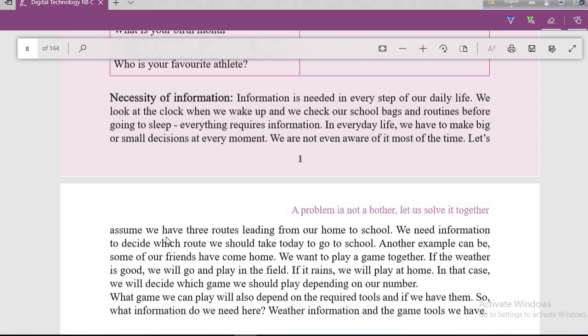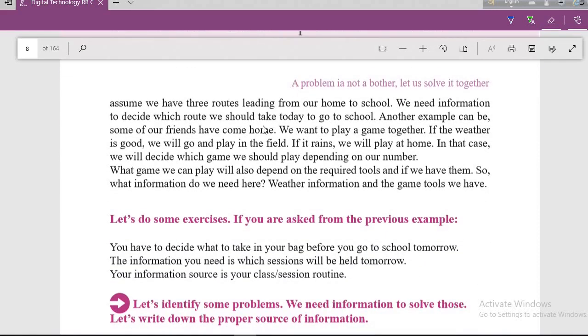Let's assume we have 3 routes leading from our home to school. We need information to decide which route we should take today to go to school.